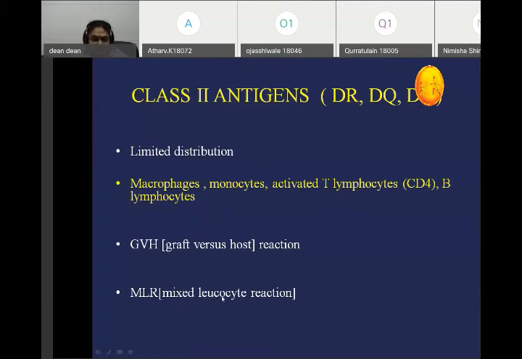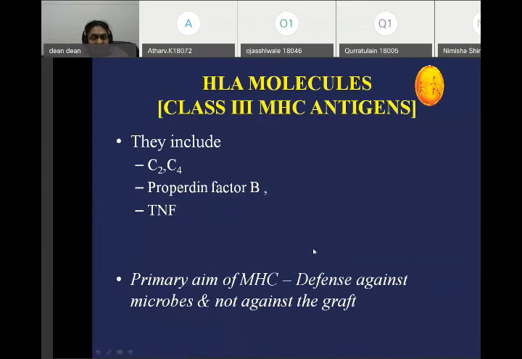You will learn what graft versus host reaction is in a subsequent lecture. Class 3 molecules include complement components like C2, C4, properdin factor B, and tumor necrosis factor. The primary aim of this major histocompatibility complex is to produce defense against microorganisms, not against the graft.